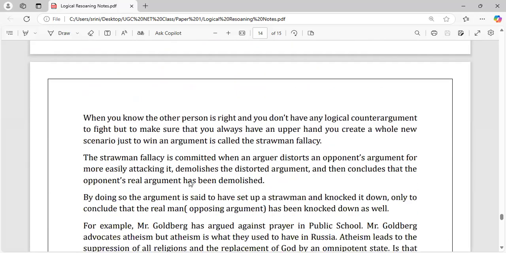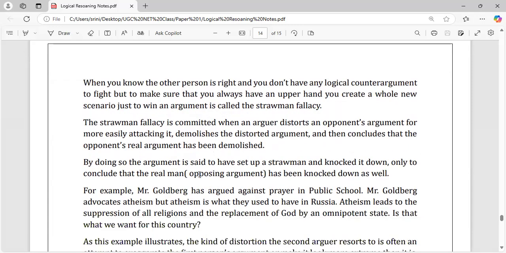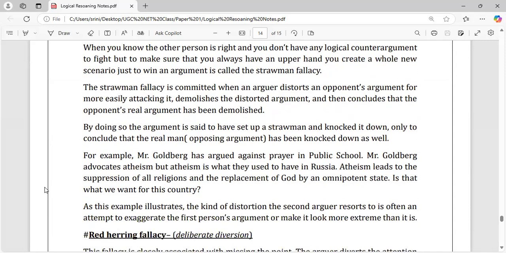Then the strawman fallacy. When you know the other person is right and you don't have a logical counter argument, but to make sure that you always have the upper hand, you create a whole new scenario just to win an argument, that is called the strawman fallacy. The strawman fallacy is committed when an arguer distorts an opponent's argument for the sake of easily attacking it, demolishes the distorted argument, and then concludes that the opponent's real argument has been demolished. By doing so, the arguer is said to have set up a straw man and knocked it down, only to conclude that the real man has been knocked down as well.